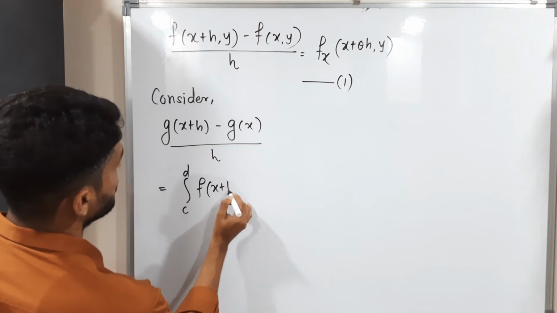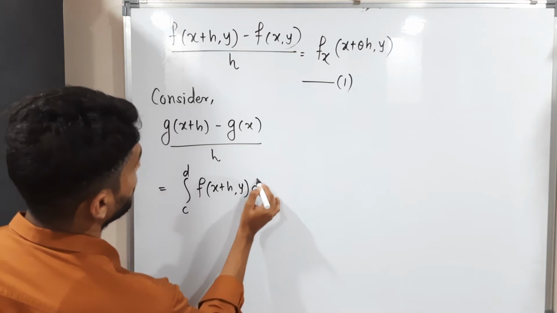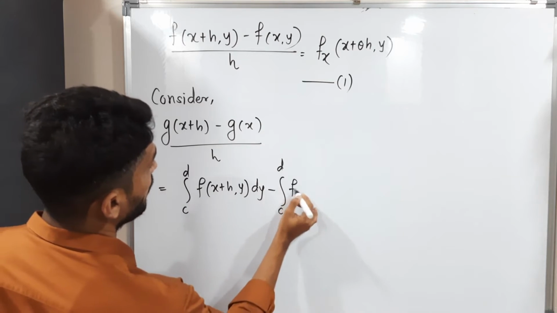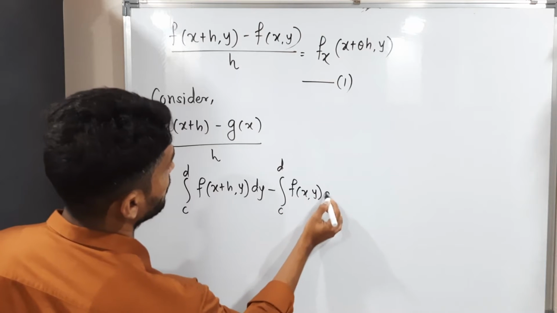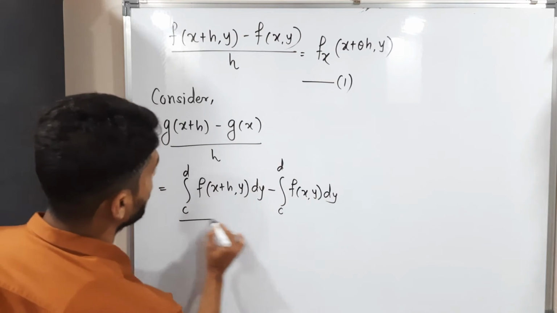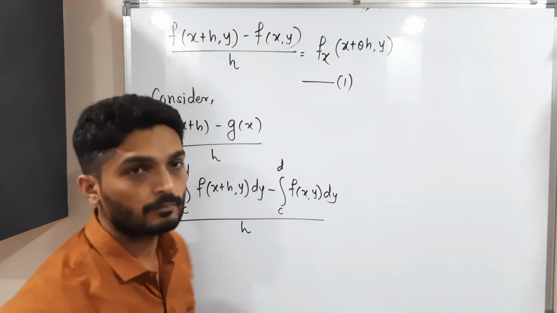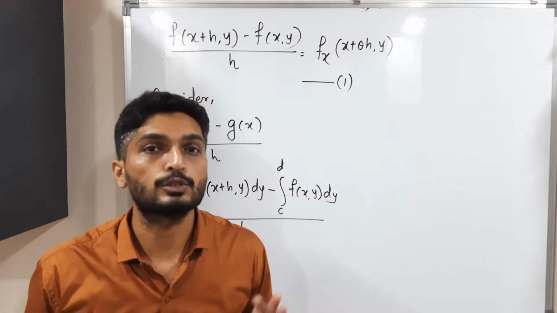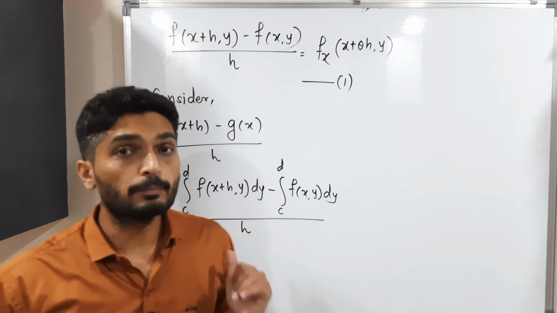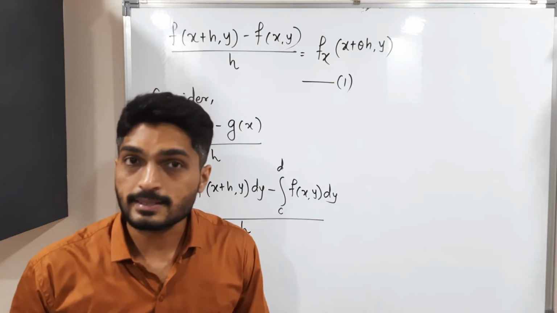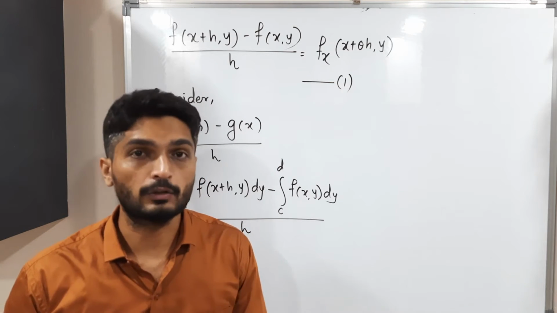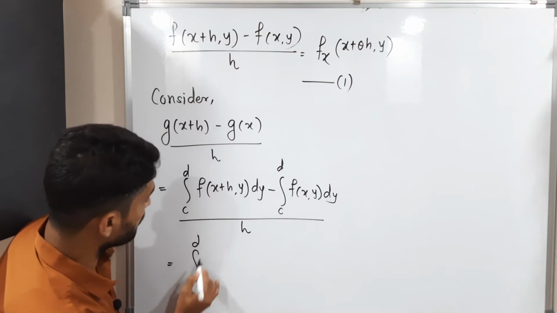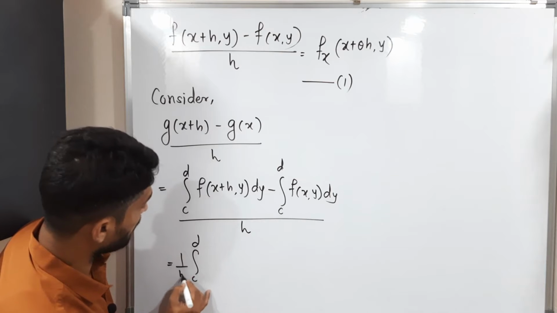So f(x+h, y) dy minus g(x), using the definition of g, integral c to d of f(x, y) dy, whole divided by h. See what I have done, I simply used the given definition of g, nothing else. At the numerator both integrals are the same, so we can take them common. Therefore the integration from c to d, this h I will write here, 1 by h.